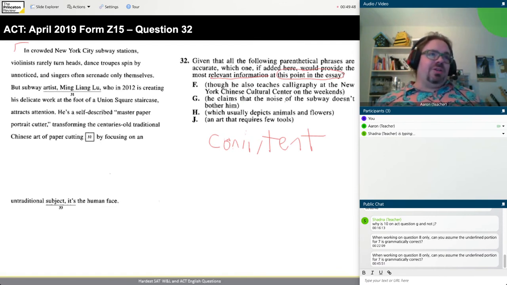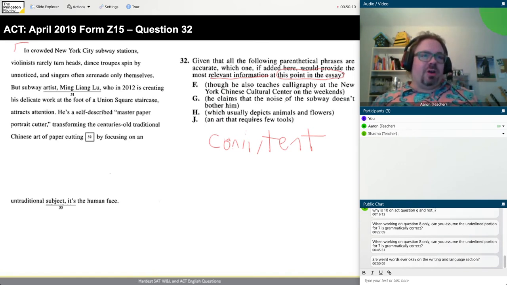So, in crowded New York subway stations, violinists rarely turn heads, dance troupes spin by unnoticed, and singers often serenade only themselves. But subway artist Ming Liang Lu, who in 2012 is creating his delicate work at the foot of a Union Square staircase, attracts attention. He is a self-described master paper portrait cutter, transforming the centuries-old traditional Chinese art of paper cutting by focusing on an untraditional subject, the human face.